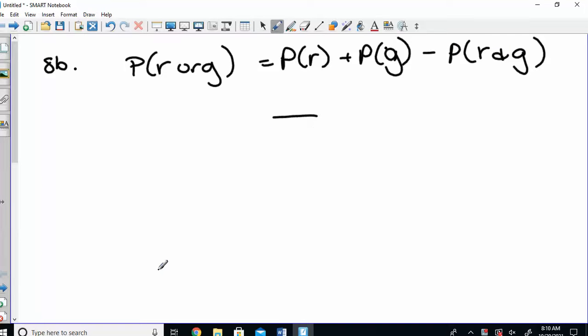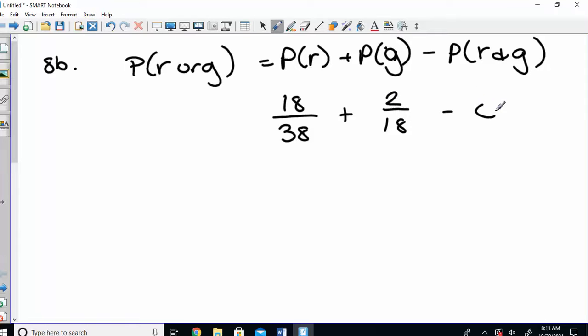The probability of being red, all the odd numbers are red. How many odd numbers are there? I think there are 18, aren't there? There's 18. Out of the 38 total, plus green is the 0 and the 00, so that's 2 out of 38. Minus, are there any slots that are both red and green?